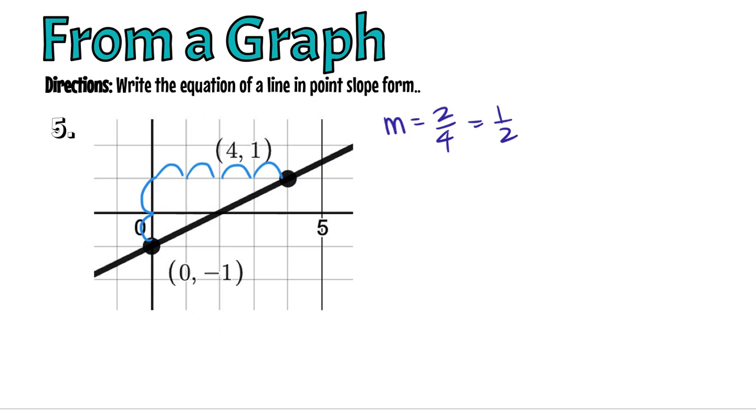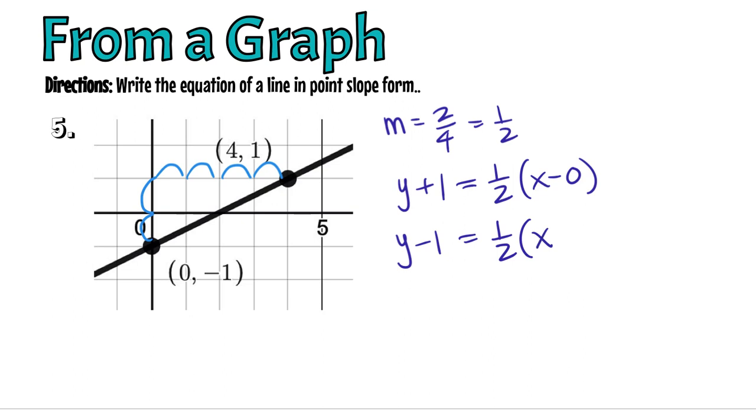Now we have our slope m, and we also have 2 points to choose from, so we're going to write an equation of the line using both points. So I'm going to first use the point 0, -1, so that gives us y minus -1, so I can write right away y plus 1 equals our slope, which is 1/2, times x minus 0. And then our other point, 4, 1, we write y minus 1 equals our slope 1/2 times x minus 4. So both of these, again, are equations of the line in point slope form.